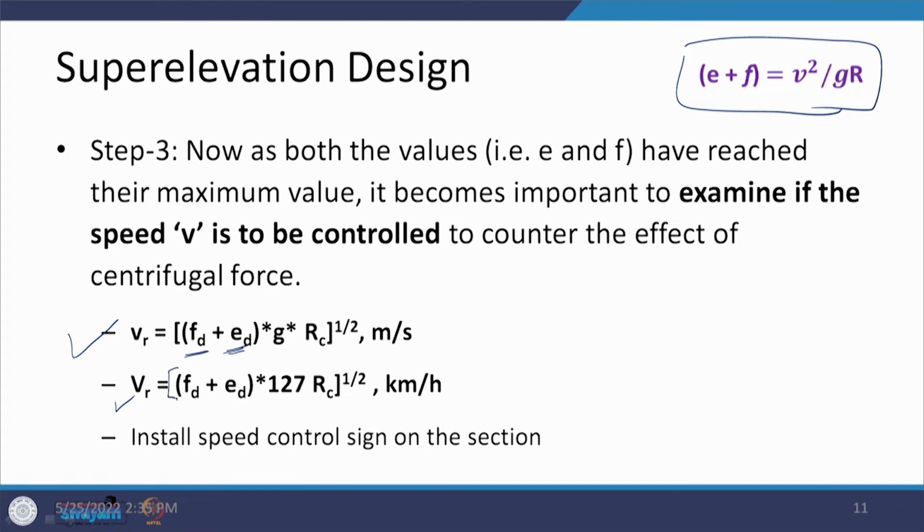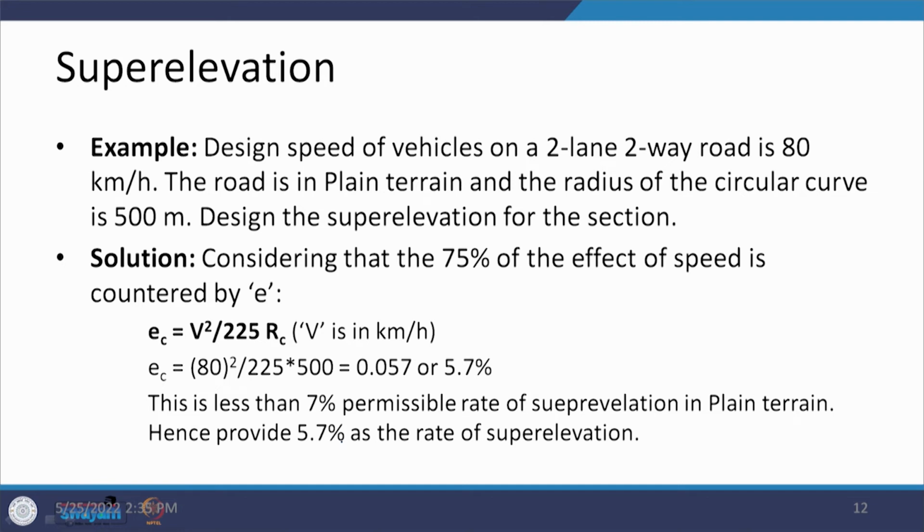Now, if you have a restricted value of V, then it is important that the speed control signs are placed on either side of the carriageway for the traffic moving in two directions, so that the drivers remain cautious, control the speed, and there is no hazardous situation at that location. Now, let us see how this is applied, and we are going to look at some examples in that direction.